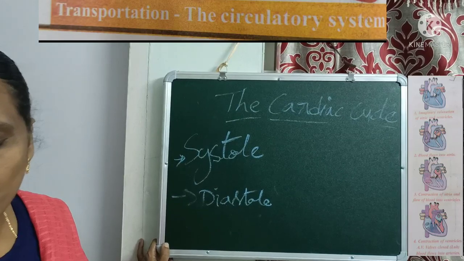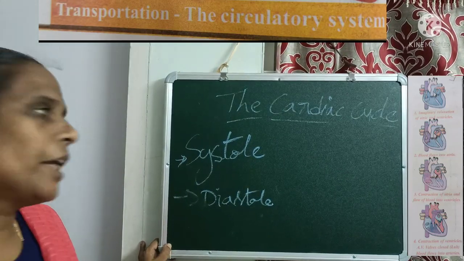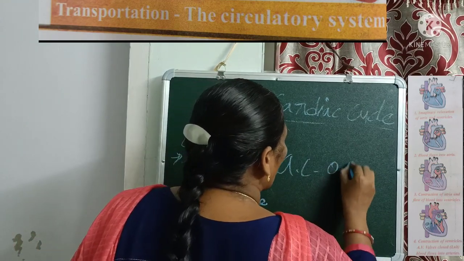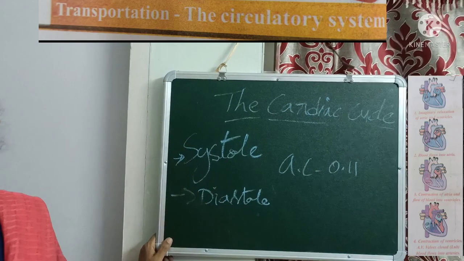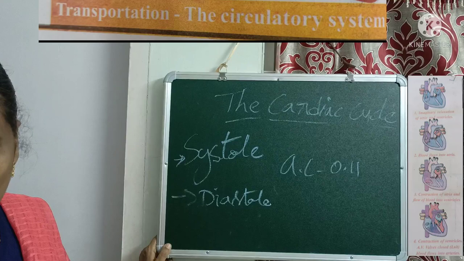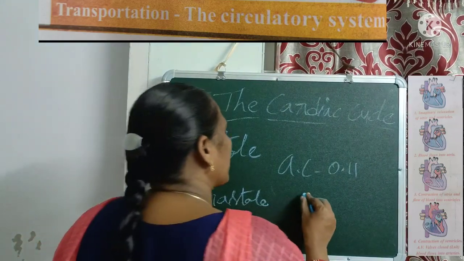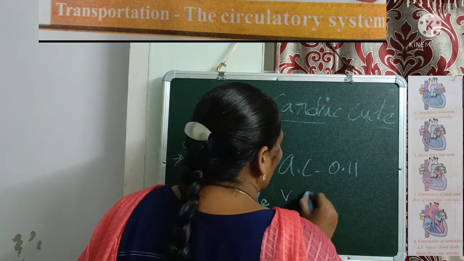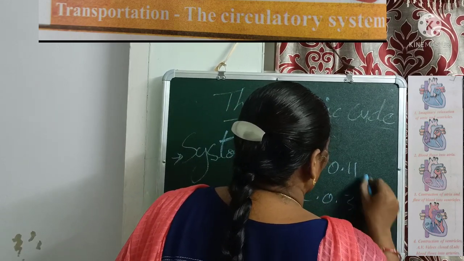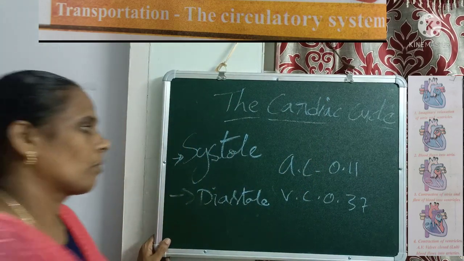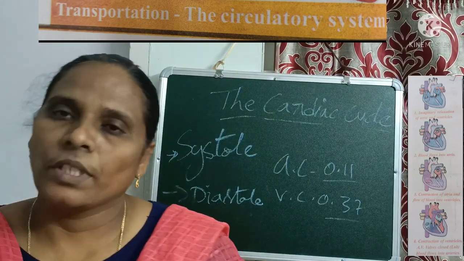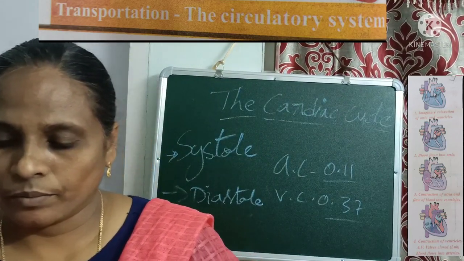In this cardiac cycle, there are atrial contraction and ventricle contraction. Atrial contraction takes place from 0.11 seconds to 0.14 seconds, and ventricle contraction from 0.27 seconds to 0.35 seconds. This is about the cardiac cycle.